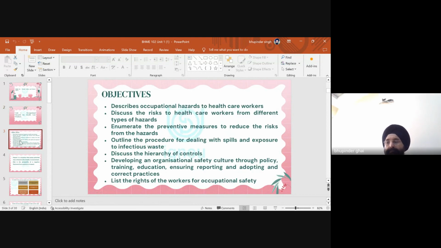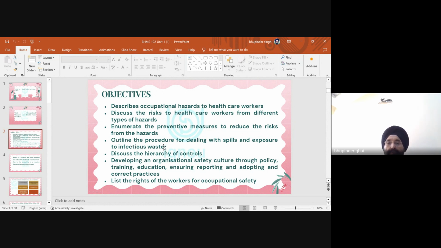So what is the objective of this chapter? After going through this chapter, you will describe the occupational hazards to healthcare workers. Also, we'll discuss the risk to healthcare workers from different types of hazards which are there in the healthcare facilities. Enumerate the preventive measures to reduce the risk from the hazards. If the hazards are there, then we have to reduce the hazard and also the risk so that the workers are safe at the workplace.